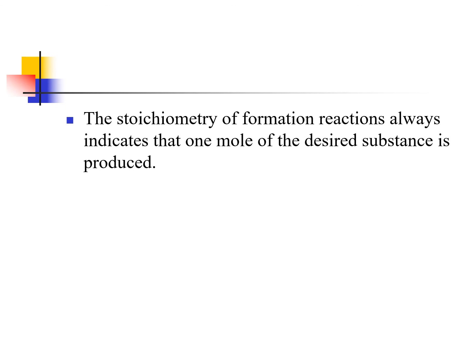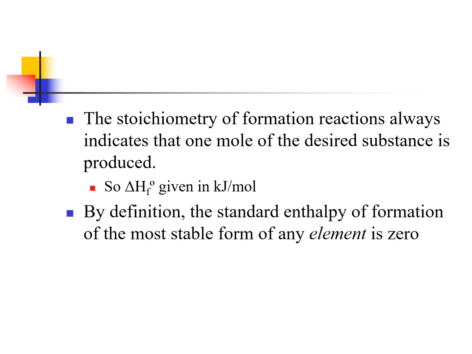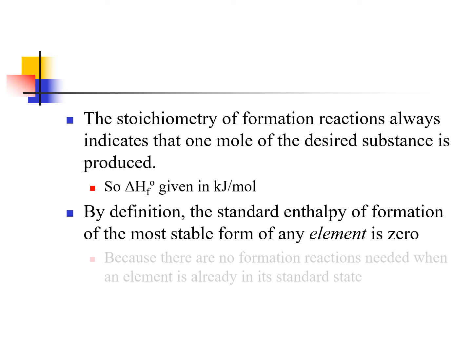Now, the stoichiometry of a formation reaction always indicates that 1 mole of the desired substance is produced. That's what it's for. The heat of formation is the heat change to make 1 mole of that substance. So we'll often see the standard heat of formation in kilojoules per mole. By definition, the standard enthalpy of formation of an element is 0. That's because heat of formation is the energy change needed to make that thing from its elements. If it's already that element, then it takes no energy to make it the exact same thing.